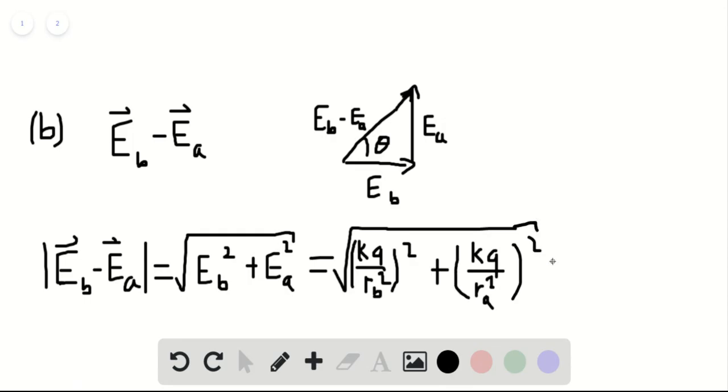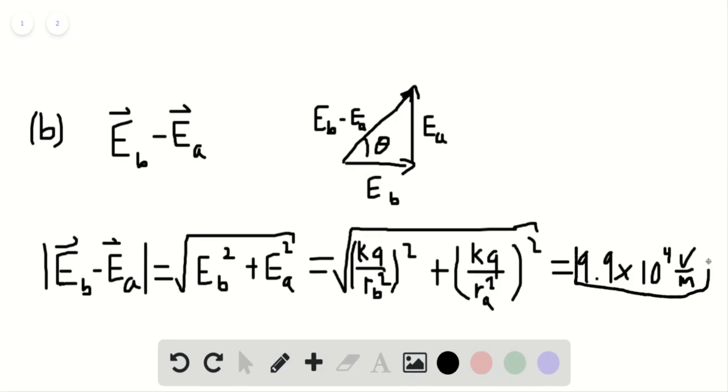So plugging those values into this expression, we find that this is equal to 9.9 times 10 to the 4. Sorry, I couldn't read my handwriting. And since the electric field, it's volts per meter. We can box that in as the first part to our solution for part B.